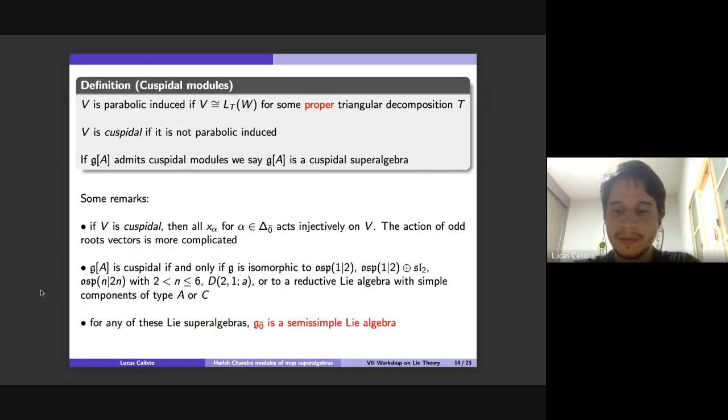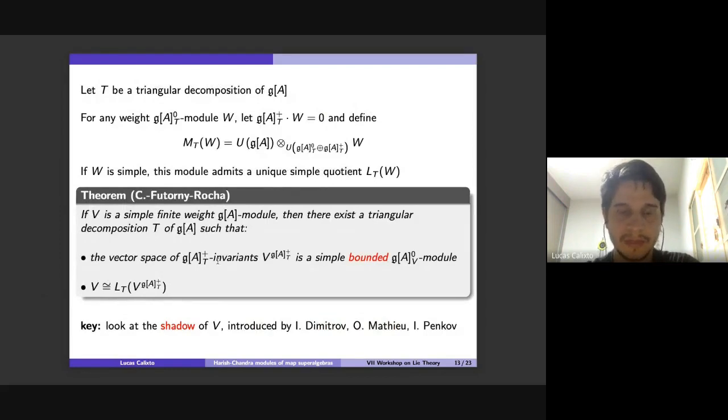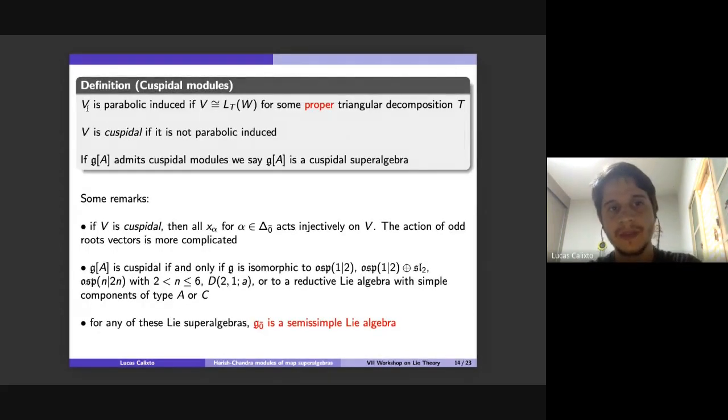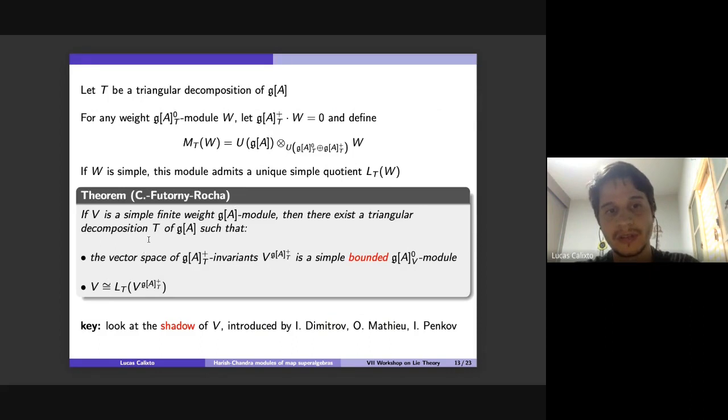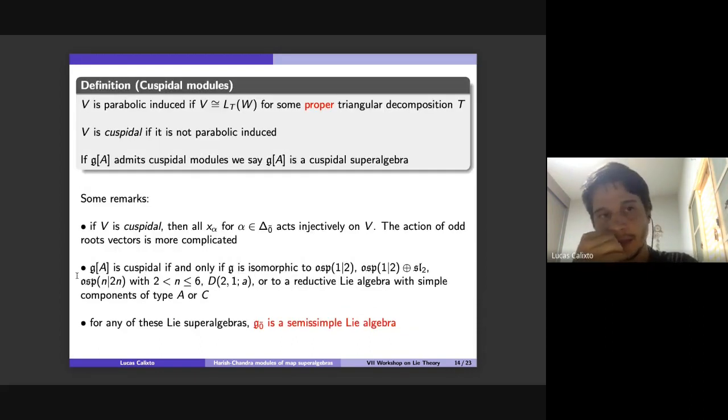Okay, so as I said, this is a reduction theorem. So now that we have this theorem, we are interested in classification of bounded simple modules over this kind of subalgebras. These subalgebras are called Levi subalgebras in many works. Okay, so we define V to be parabolic induced when V is isomorphic to one module, as in the previous slide, for some proper triangular decomposition. This is important. And we say that V is cuspidal when it's not parabolic induced. In other words, when I cannot find a proper triangular decomposition satisfying this. Right? And if the Lie superalgebra GA admits some cuspidal module, then we say that GA is cuspidal itself.